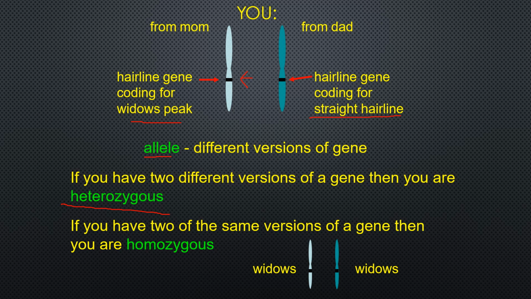Now, if you had two of the same version, you are what we call homozygous. So in other words, if you got the widow's peak gene from your mom and the widow's peak gene from your dad, you would be homozygous for the widow's peak trait.